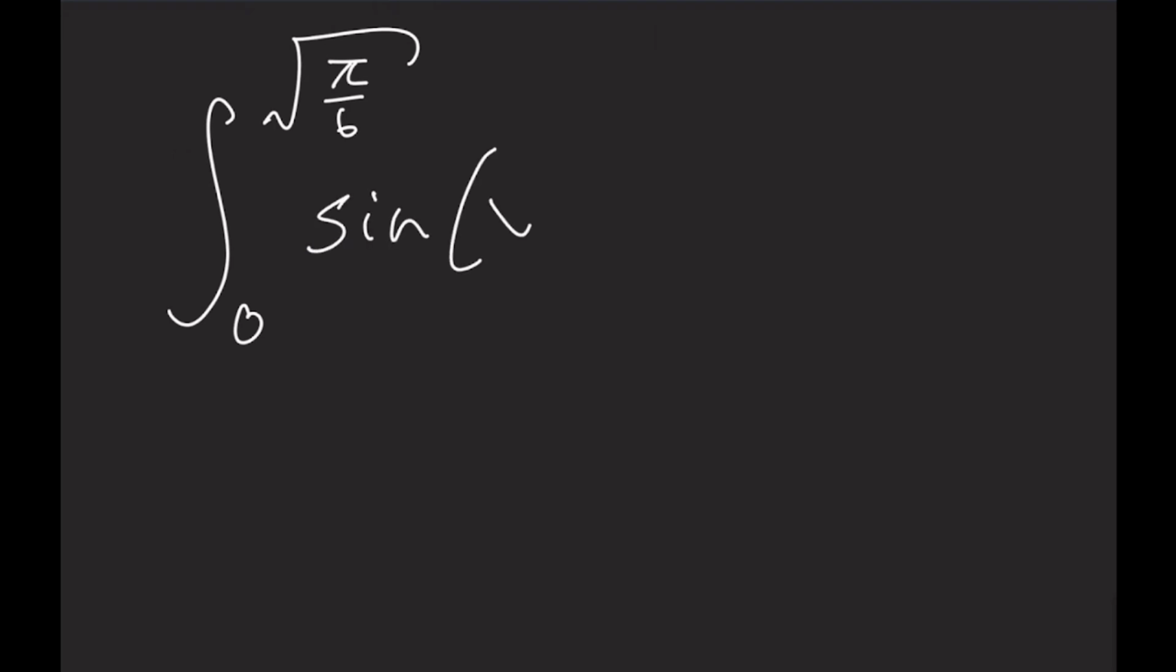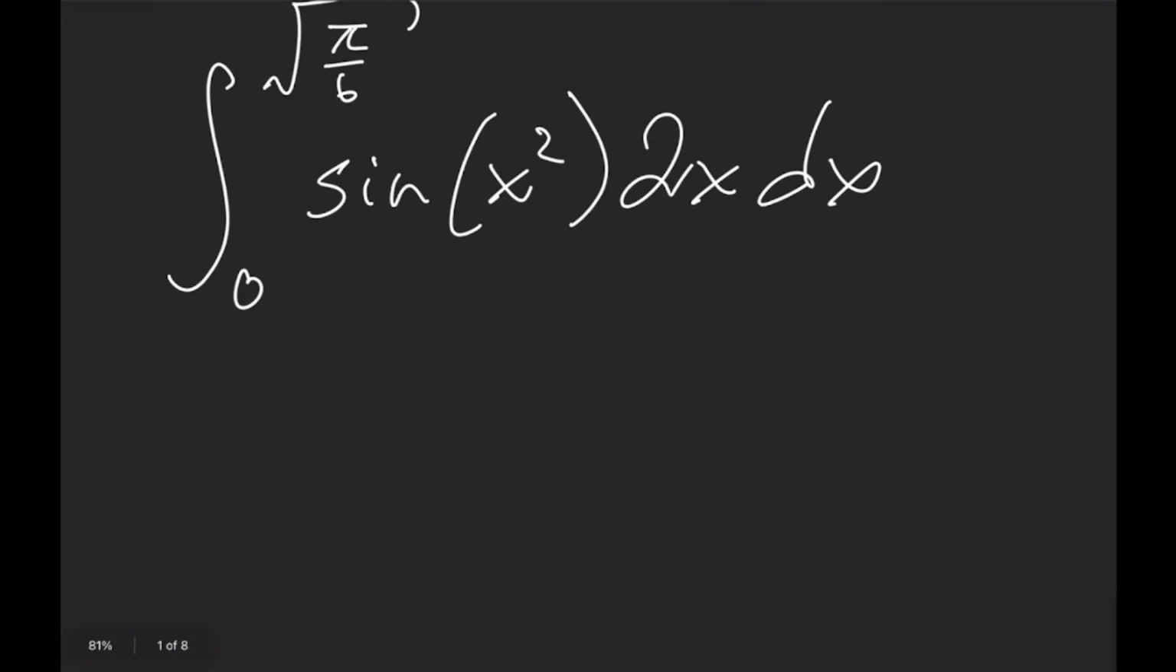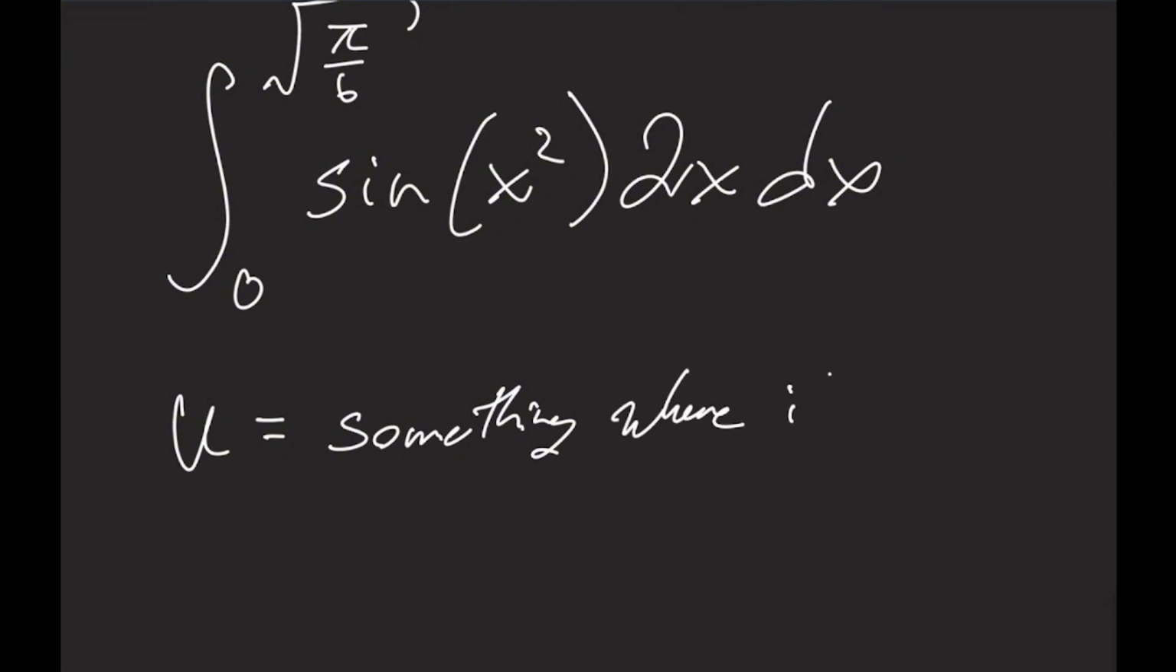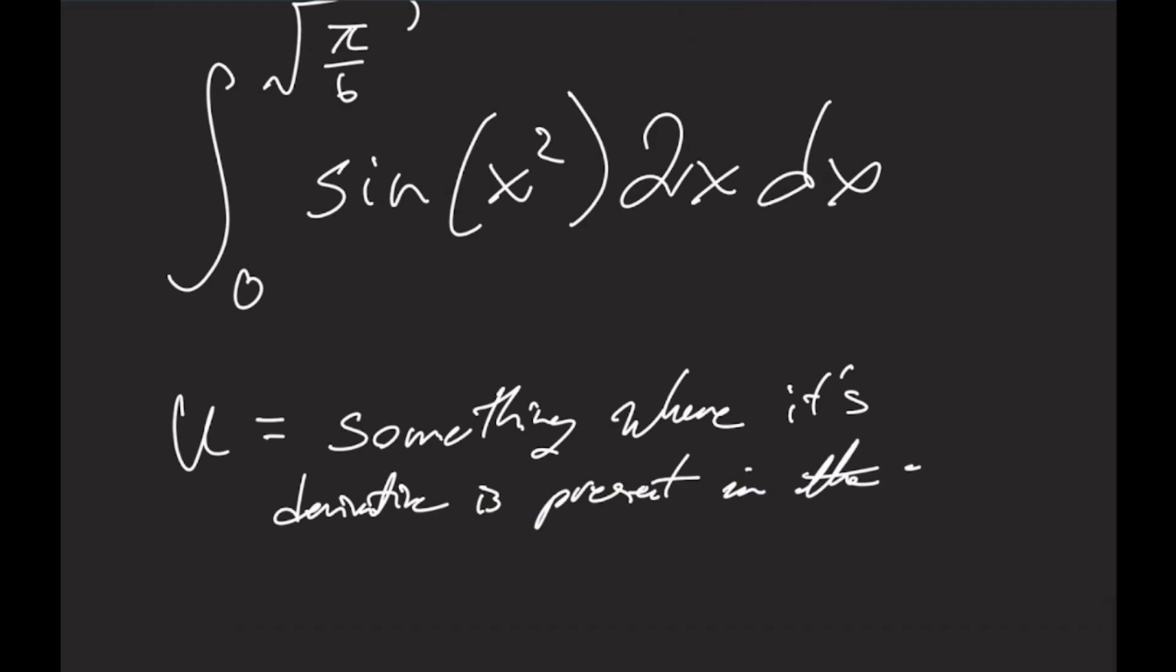Okay, let's do some examples. So we have the integral from 0 to root pi over 6 of sine of x squared multiplied by 2x times dx. We have to rewrite it, and so we need to find a proper u. The way to find a u is to set it equal to something where its derivative is present in the function.